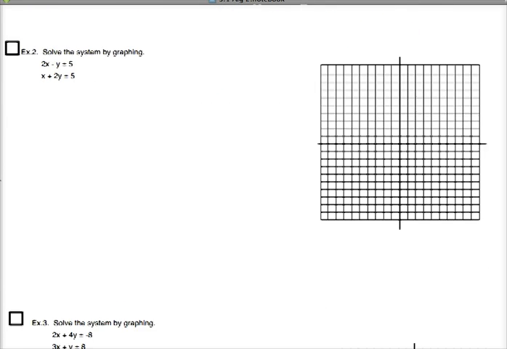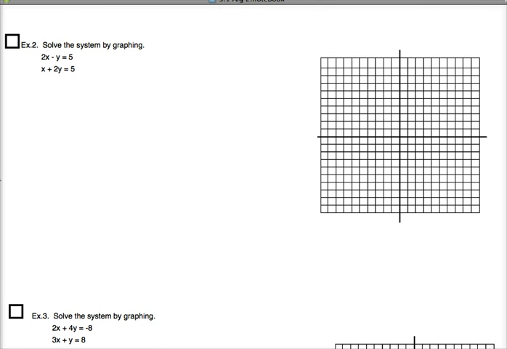Now, when you graph these, it's important that you use a ruler in order to come up with your solutions. We're graphing 2x minus y equals 5. That is in standard form, so I would plug in the zeros. When I plug in x is 0, I get y is negative 5. Divide 5 by negative 1. When y is 0, I do 5 divided by 2, and that's 2.5. So I have 0, negative 5, and 2.5, 0.